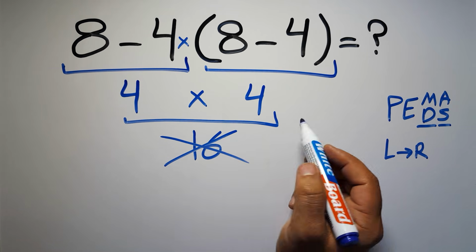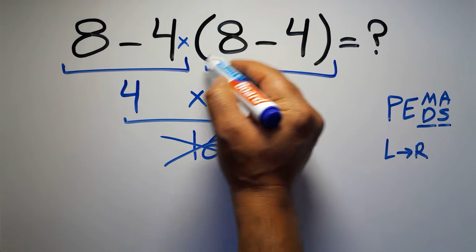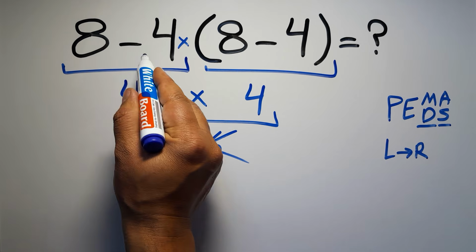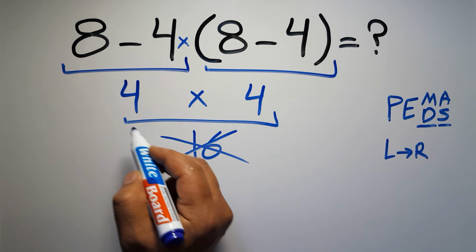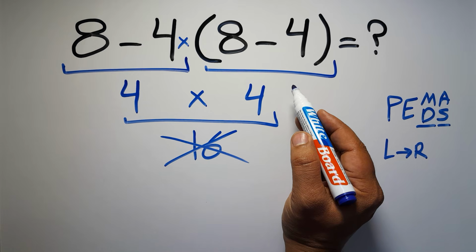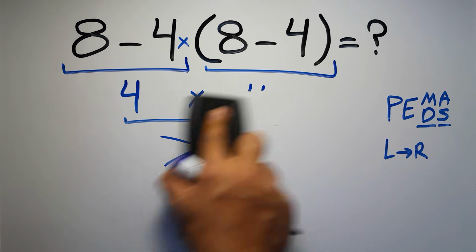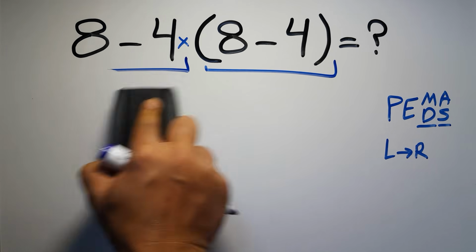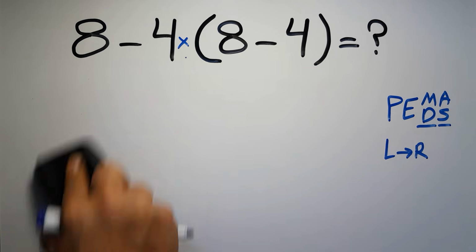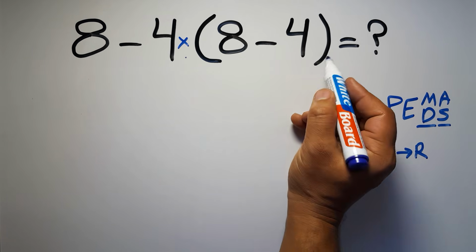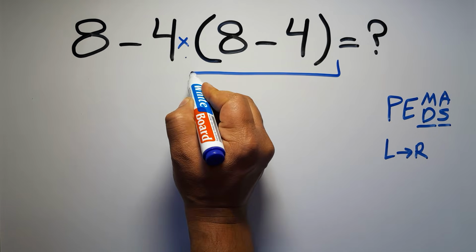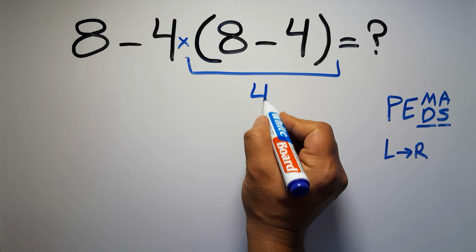Okay, so according to the PEMDAS, first we have to do this parenthesis, then this multiplication, and finally this subtraction. If we do this subtraction before this multiplication or this parenthesis, it is wrong. So first we have to do this parenthesis. Inside this parenthesis we have 8 minus 4, which equals 4.